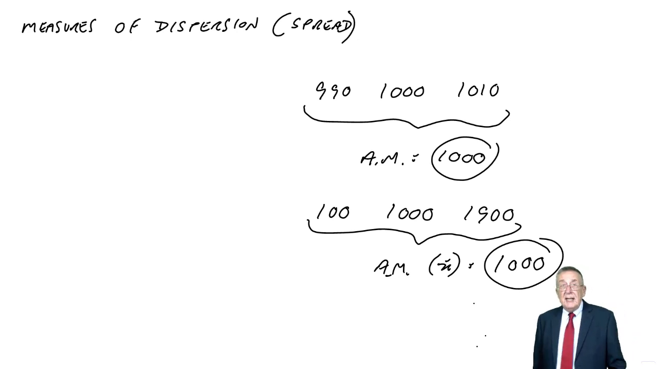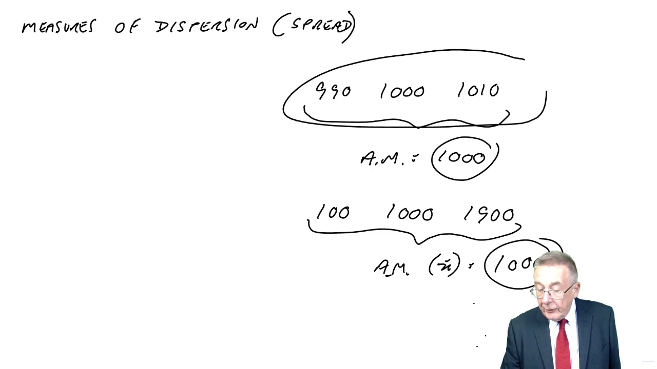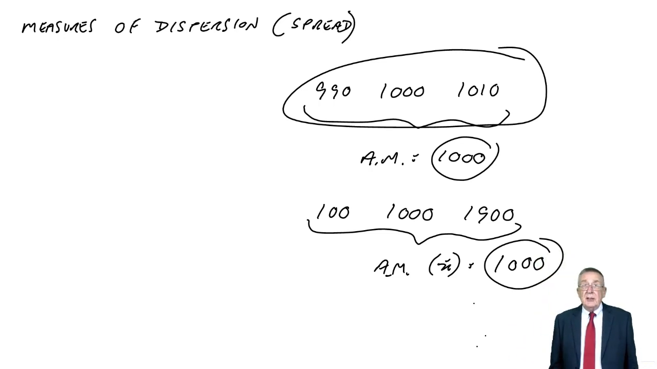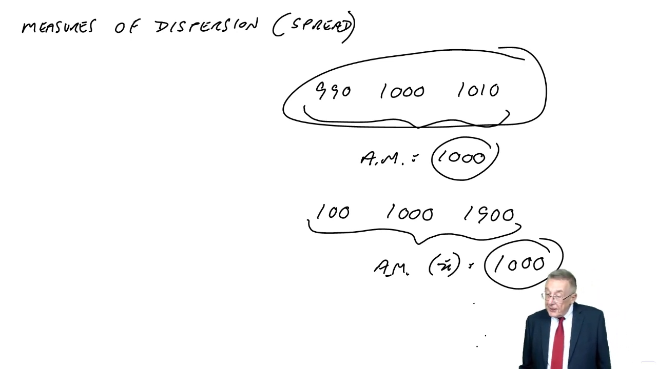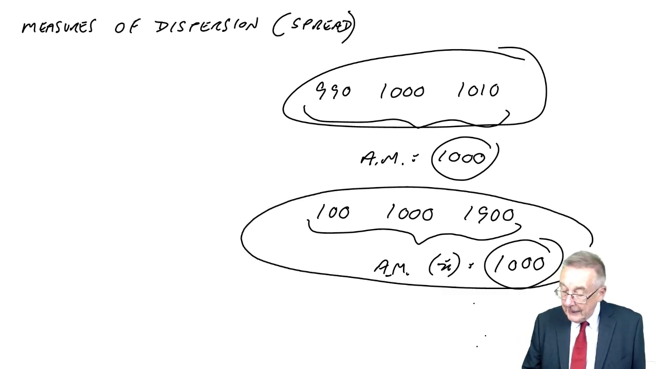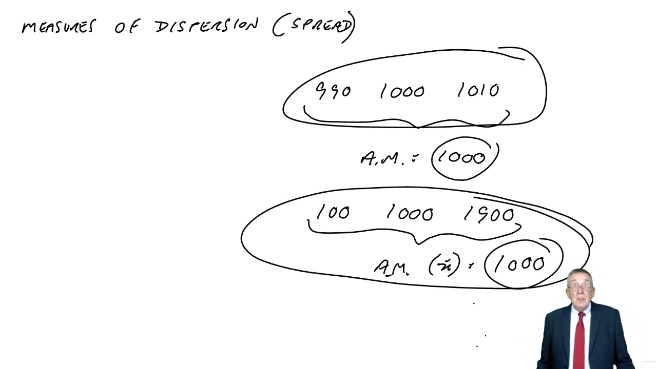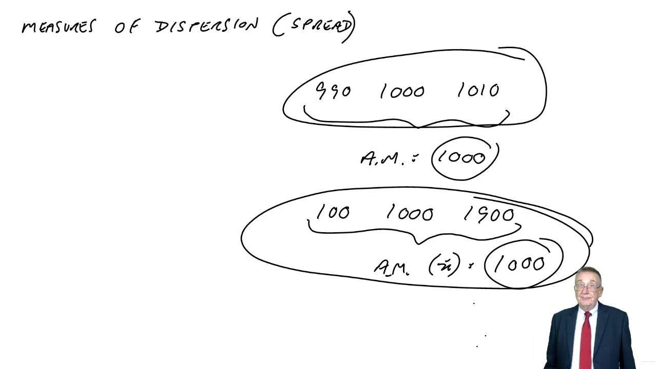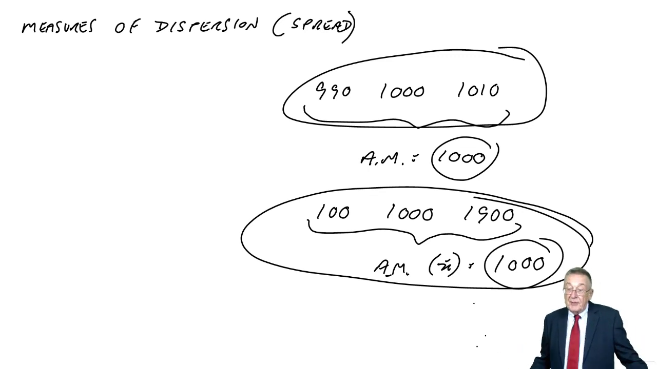And yet there is a very big difference. In the first sample, whoever we pick is going to be very, very close to the average of 1,000. Whereas in the second sample, the average is 1,000, but of course, whoever we pick could be a lot further away. There's a bigger spread of the observations. Now, there are only 3 there, obviously, just a tiny illustration.